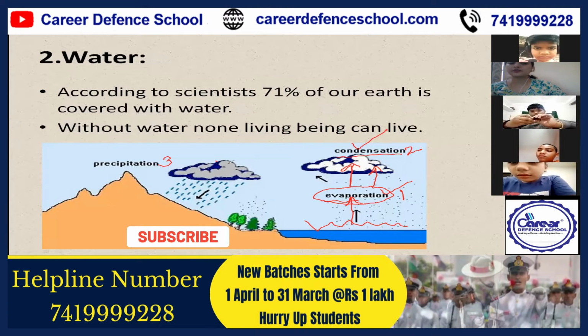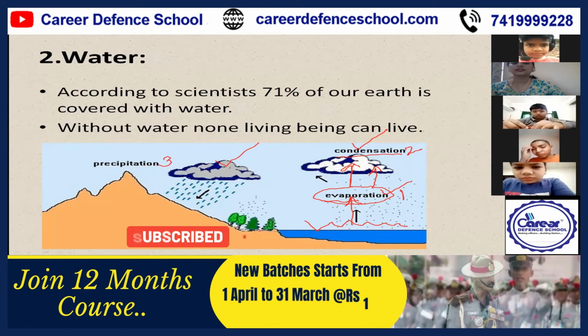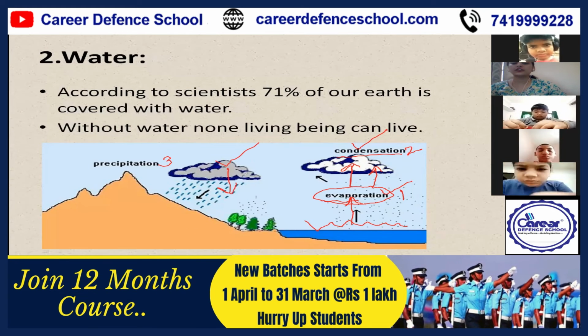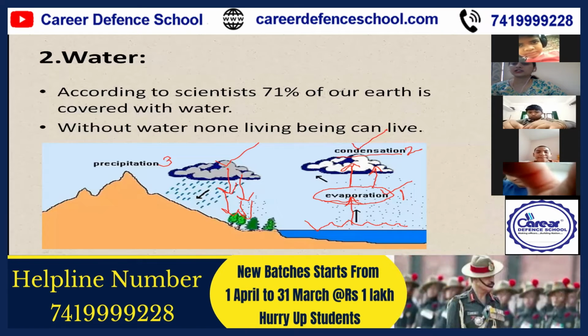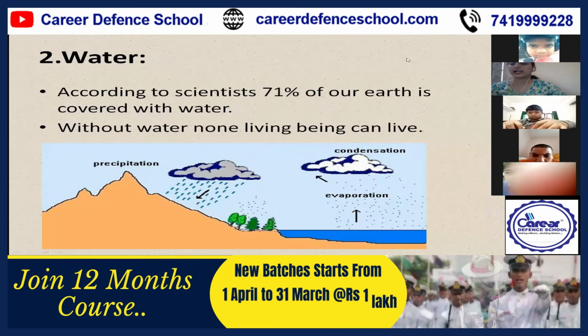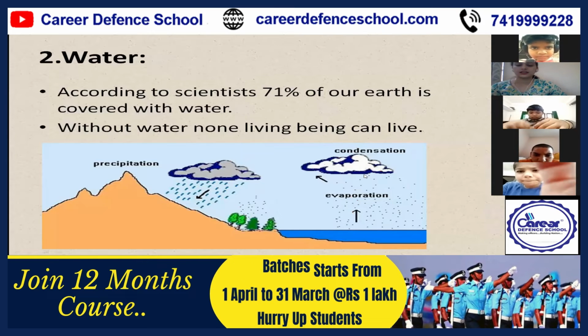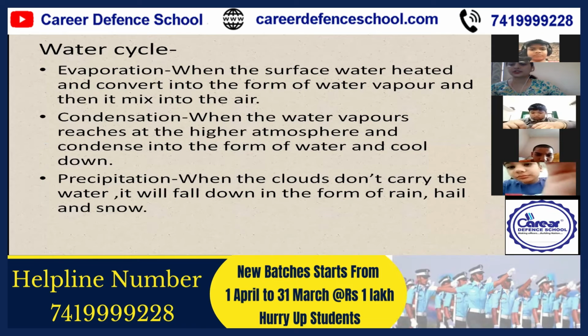When these clouds become too heavy, they cannot carry the load of water, they will fall in the form of rain water, hail or snow. In the form of snow, what happens to them? They fall on the earth. So that whole is called a water cycle. So here is the definition of the water cycle.